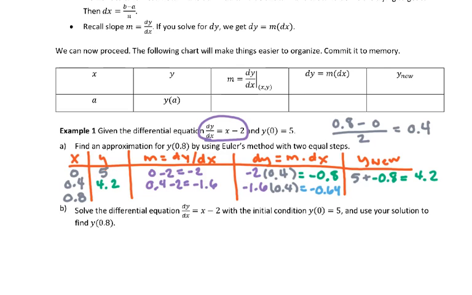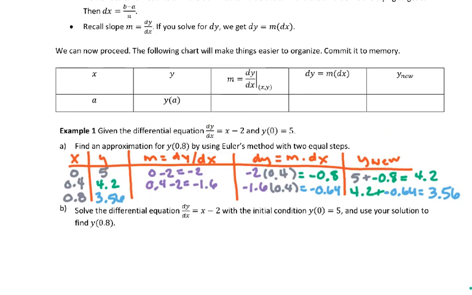So I take my original y, which was again the previous step, and I add that delta y, and I get my position 3.56, and this is actually what you were looking for. This is the estimated y value at 0.8. When you write your answer to a question like this, it's best to use function notation and your estimate symbols so that we understand it truly is an approximation.